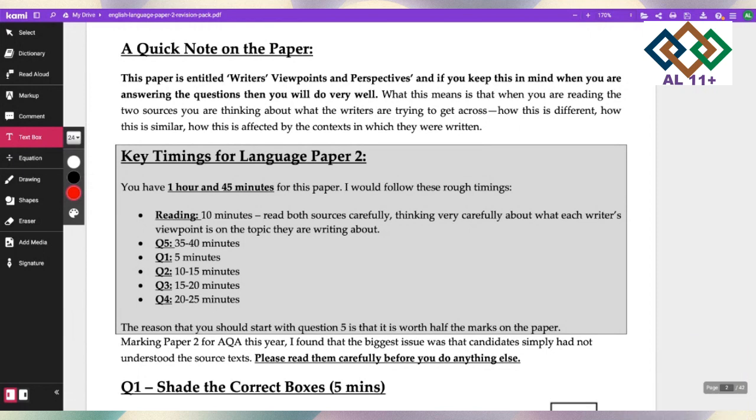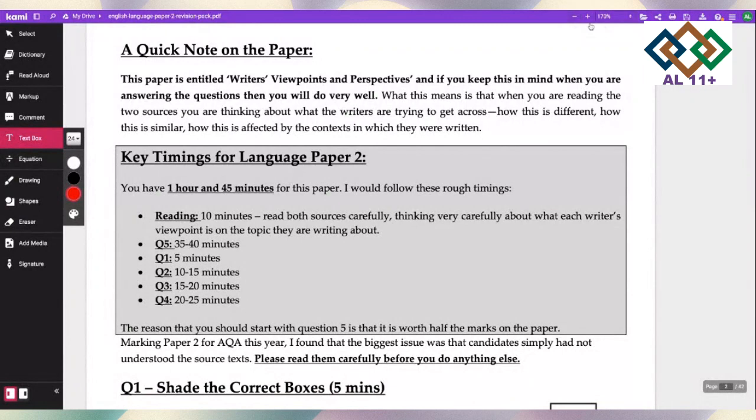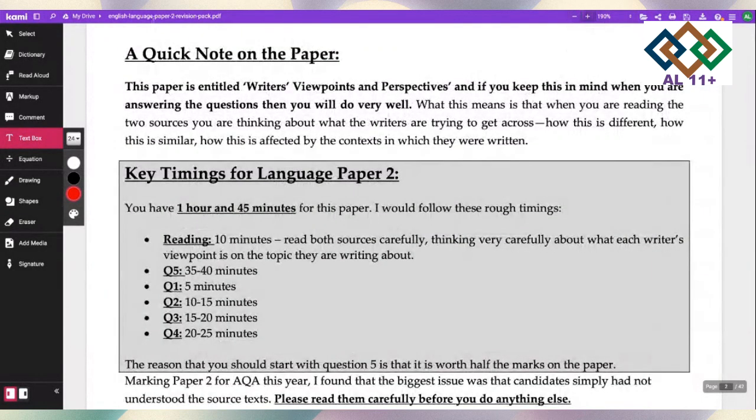So let's get started. I'll share my screen and I'll hide myself. If you look at the screen, it gives you a quick note on the paper: the key timings, how many questions you'll get, and what you will be expecting to do. You have 1 hour and 45 minutes to do this paper. All of you must know this by now because you must have done a lot of mock papers. So the key timings for language paper 2: you basically have 1 hour and 45 minutes.